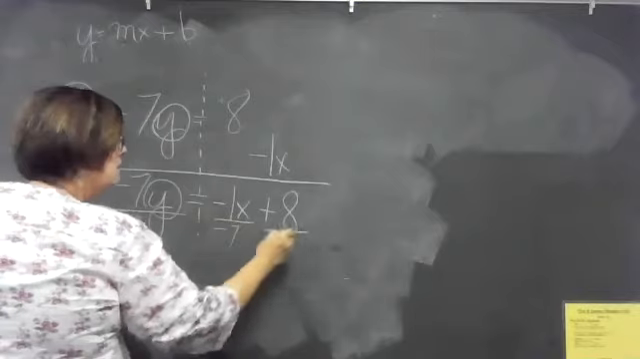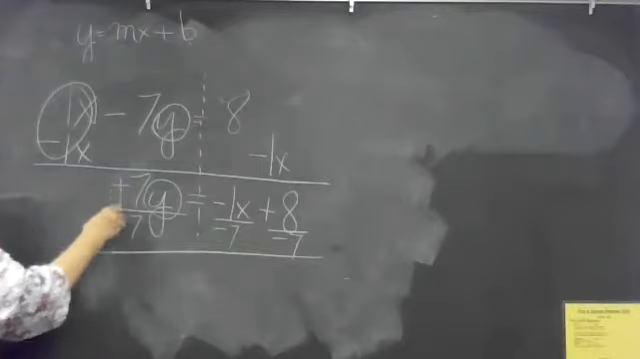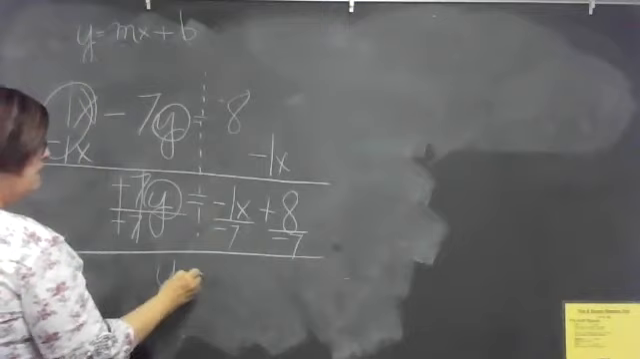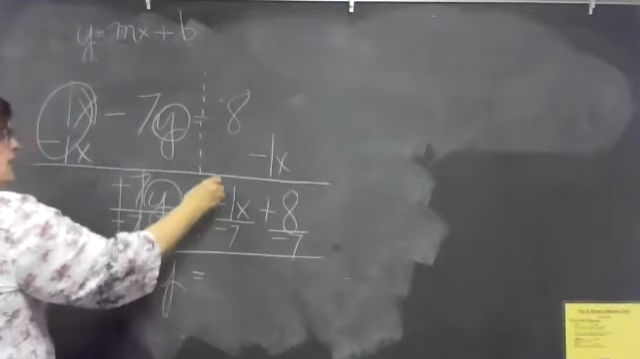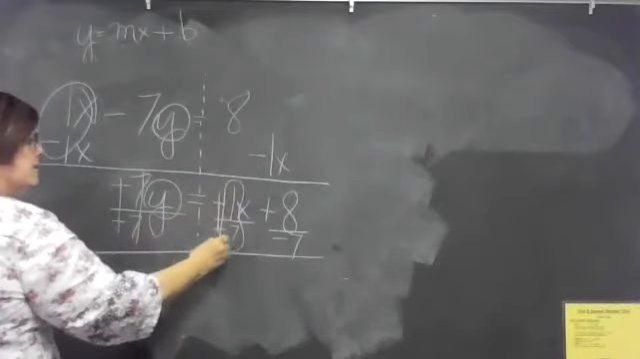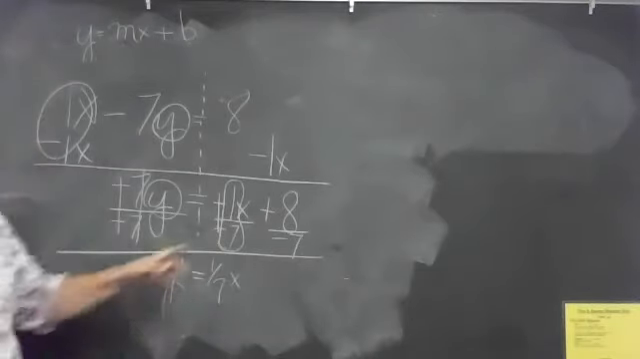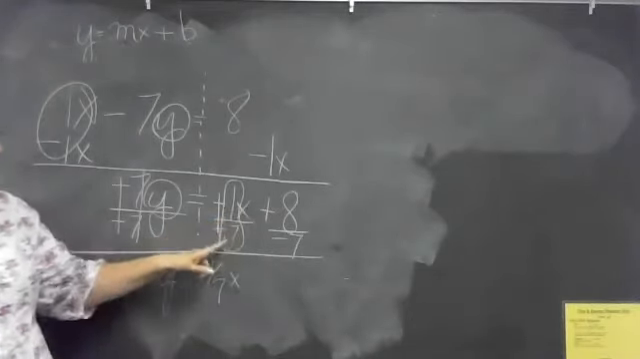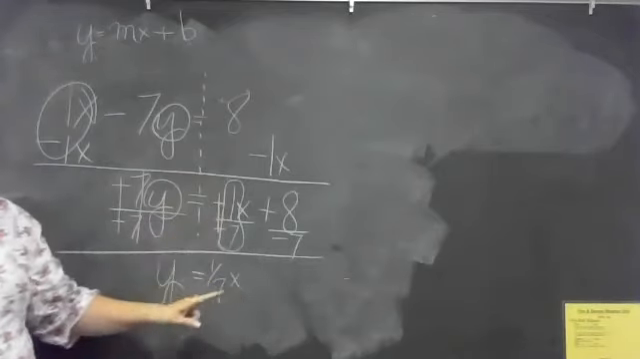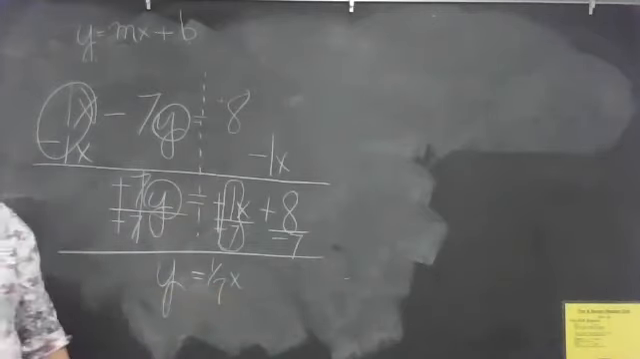Negative 7. Negative 7. The negatives cancel. The 7s cancel to 1. I have y equals. The negatives cancel. So here I write 1/7 x. Do you see how that works? If the x is on top, you can pull this fraction out and just call it 1/7 x. Do y'all see it? Is that okay with you?